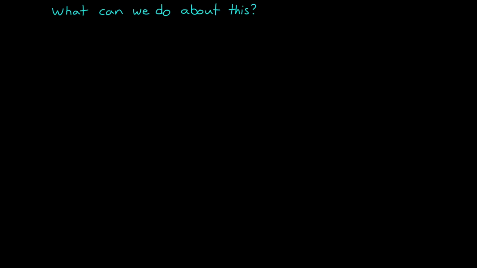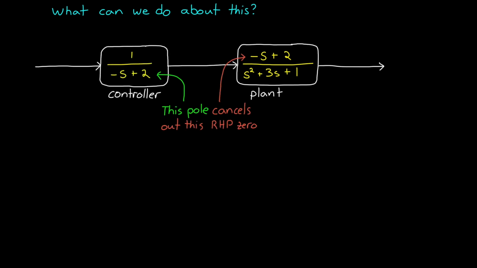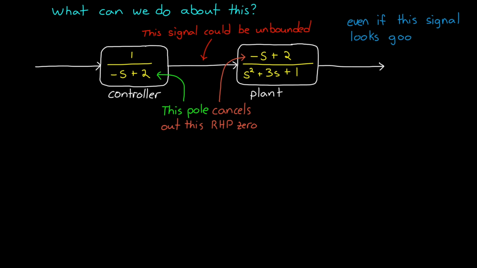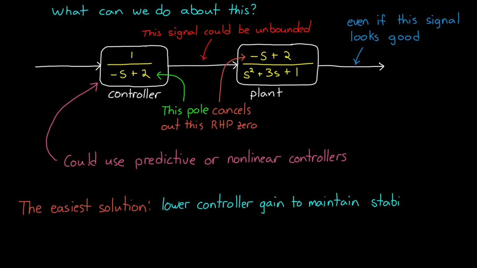So what can we do about this? Well, we may be tempted to try to cancel the right half plane zero in the dynamics by placing a right half plane pole directly over it with the controller. This is a bad idea, though, because this creates an unstable controller, which could generate some unbounded controller commands, even if the whole system itself appears to be stable. We could also handle non-minimum phase systems with predictive controllers, or other non-linear approaches. However, the easiest solution is just to slow the system down by lowering the controller gain.